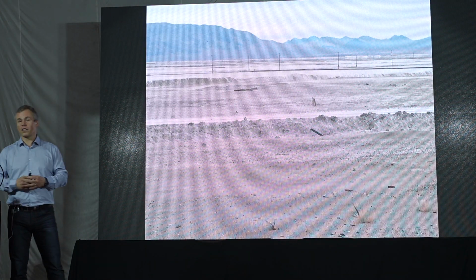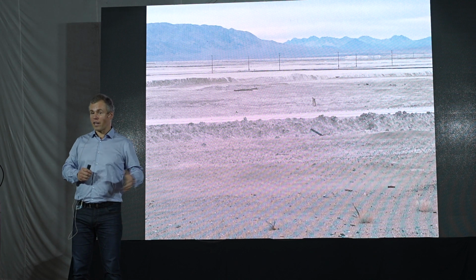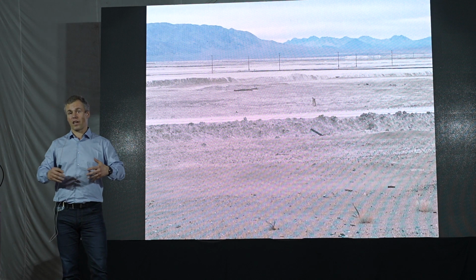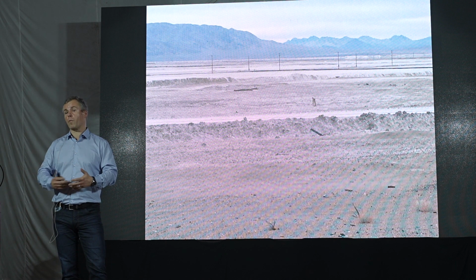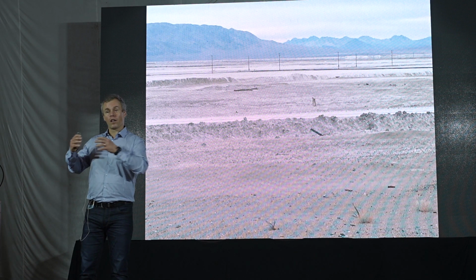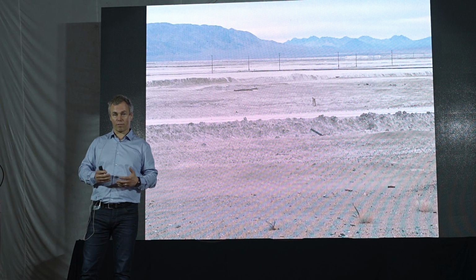Boron is found on the planet in Turkey and in California, also elsewhere. But these two places are really abundant when it comes to boron. And in what form is boron found? It's in the form of boron oxide, a mineral called borax.